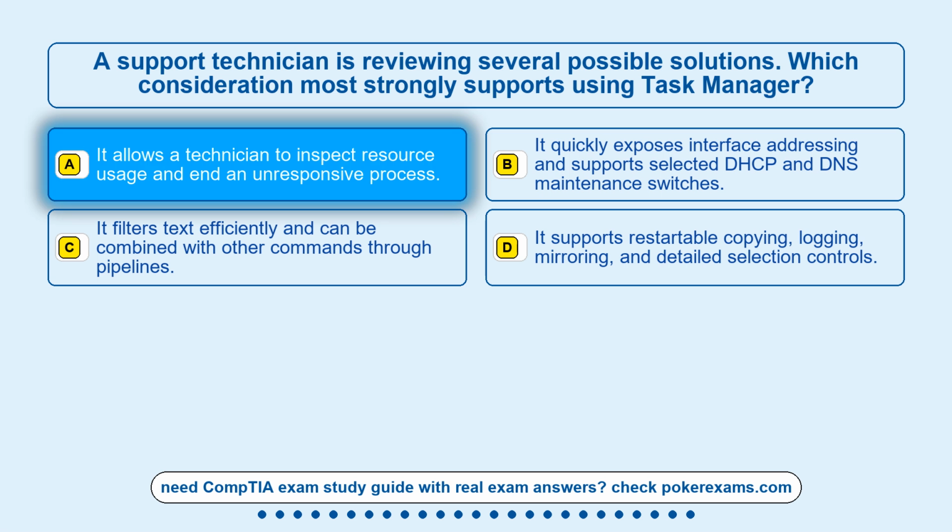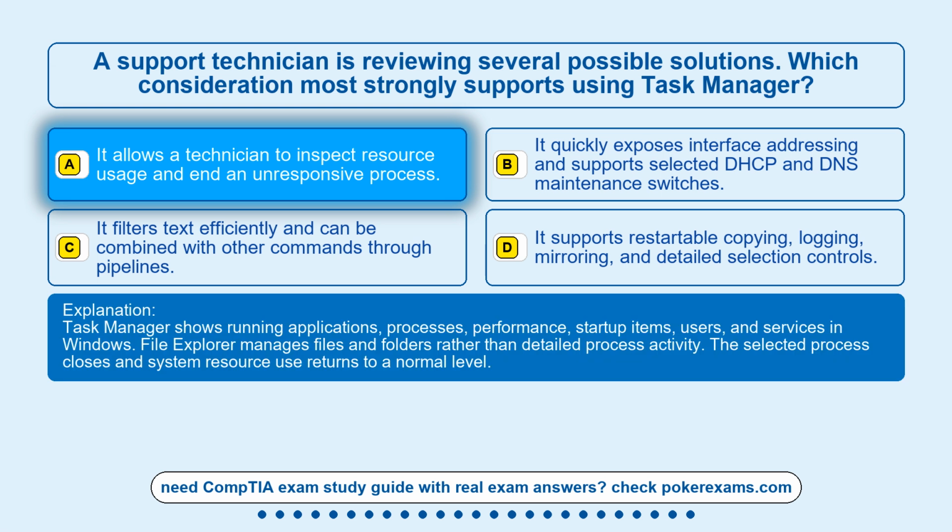The correct answer is option A. It allows a technician to inspect resource usage and end an unresponsive process. Task Manager shows running applications, processes, performance, startup items, users, and services in Windows. File Explorer manages files and folders rather than detailed process activity. The selected process closes and system resource use returns to a normal level.